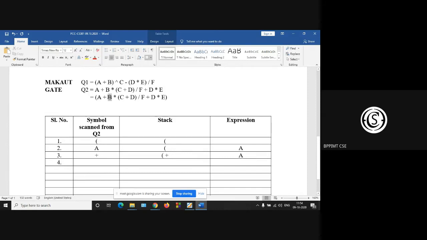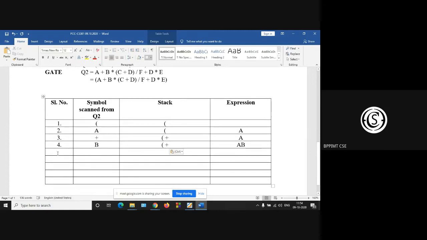Next, fourth. The next symbol scanned is B. As B is the operand, you have to put this B here, and just copy this one and paste. Okay. Up to this, any problem? If you have any problem, please clarify.